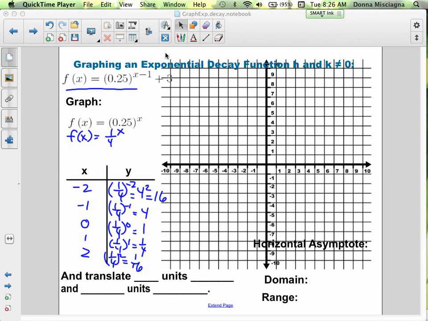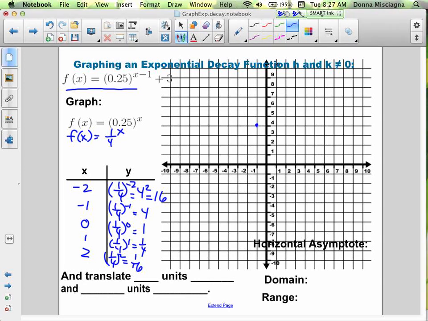And I've already plugged in the values because I did that when I was recording. So here we've raised 1/4 to -2, to the second power. We're going to leave off the first value because 16 doesn't fit on the graph. 4 does. Yay. And so does 0, 1, and 1 1/4, and 2 1/16.